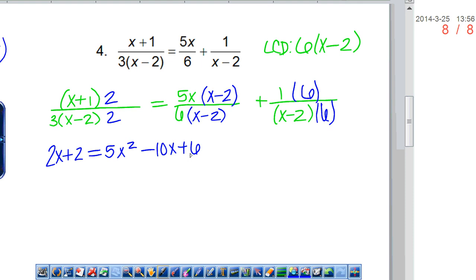What type of equation is that? Quadratic. How do we solve quadratic equations? Set it equal to 0. Good. Get it set equal to 0 and then factor. All right, so if I set this equal to 0, I would get 5x squared minus 12x plus 4.